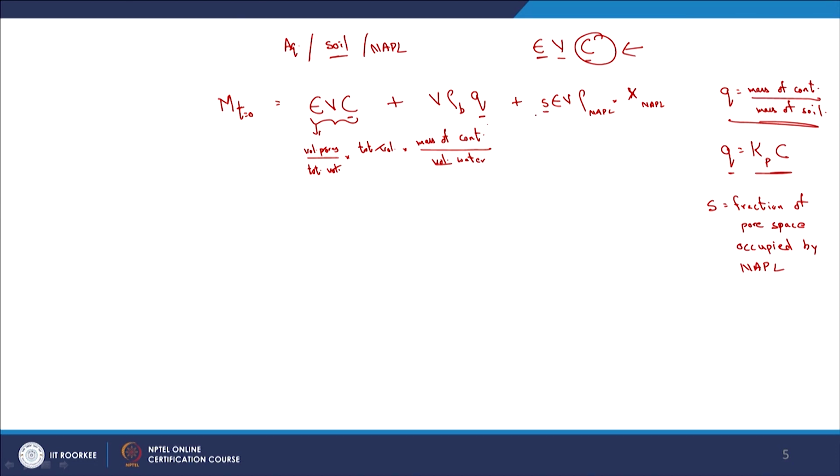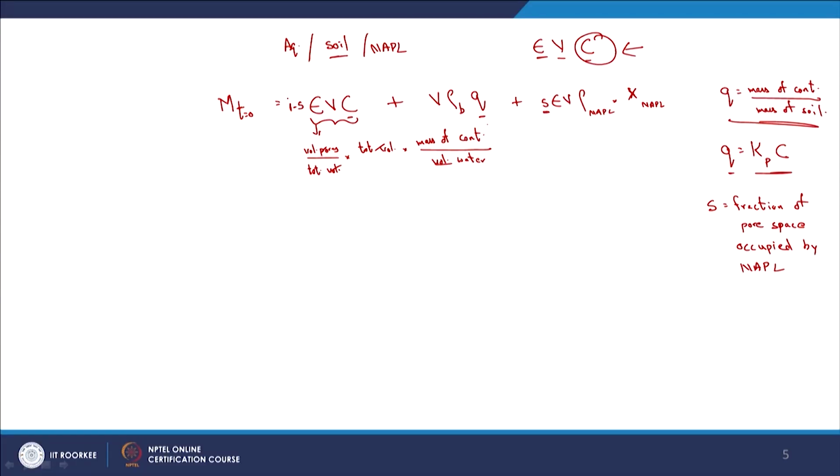Since here we are considering that a fraction of the pore space is occupied by the relevant NAPL, we also need to deduct that or take that into account, right. So again, what do we have here? This is the mass of the contaminant dissolved in the water, this is the mass of the contaminant adsorbed on soil, and this is the mass of the contaminant in the NAPL phase, right.